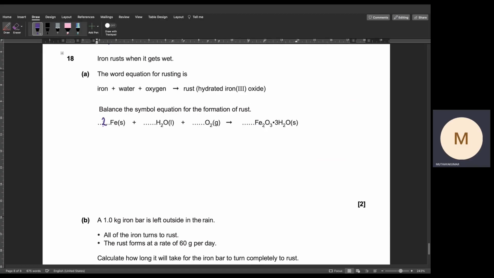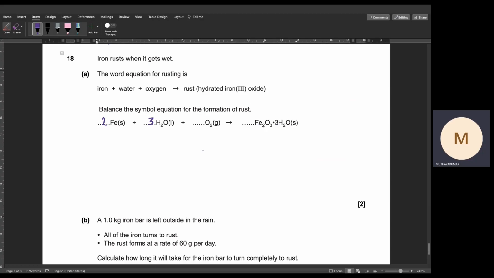Then we can have a look at the hydrogen. We've got 3 lots of water and therefore 3 lots of H2, so that's 6 hydrogen on the right and only 2 on the left. So we can put a 3 there, so that 3 times 2 gives us 6. And then we've got to balance the oxygen last.